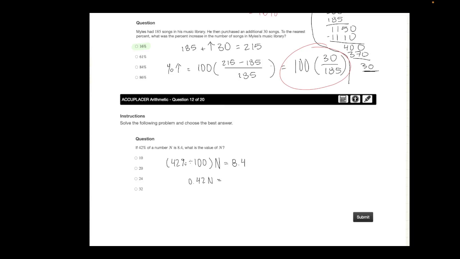So this is going to be 0.42n is equal to 8.4. And now we just solve for n. So we divide by 0.42, and that's going to leave us with n equaling 20. Okay. Let's move on to the next page.